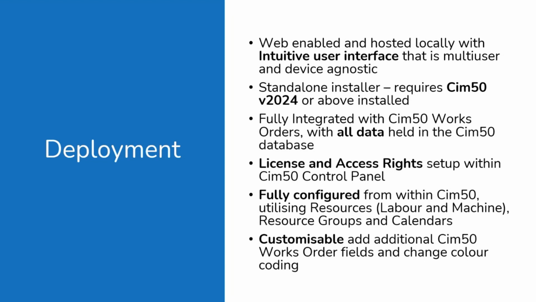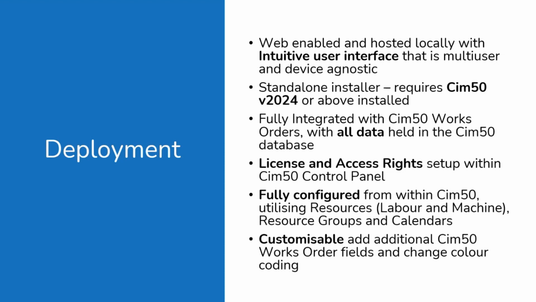We utilize, as I mentioned before, the labor and machine resources and resource groups, and there are different ways that we can handle groups. So if you've got multiple resources or machines that can do the same thing, there are various methods. We've got calendars within Cim50, so that's taken into account as well.